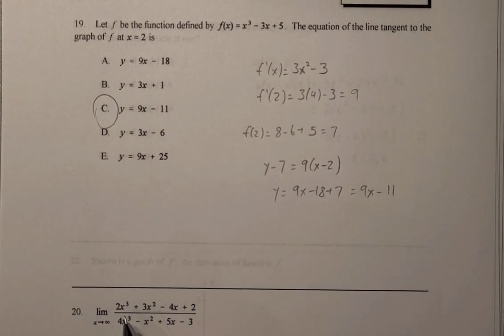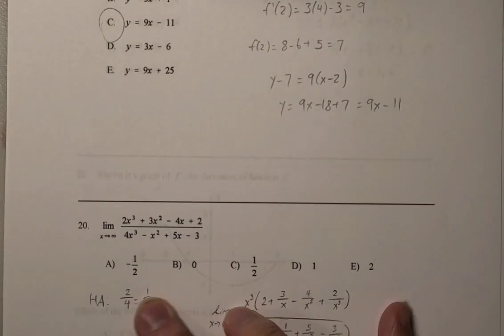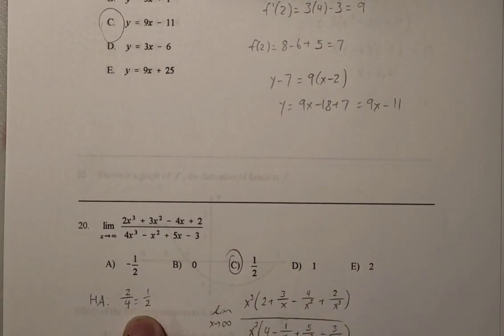Okay, so for a rational function, the very quick way is, well, we do the degree test. The degree at the top and the bottom are the same, the highest degree. So we remember how we find the horizontal asymptote of that. We just take the ratio of the leading coefficients. So that's 2 over 4, which is half. Choice C, that's the quick way to do it.